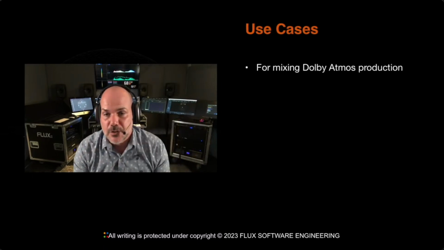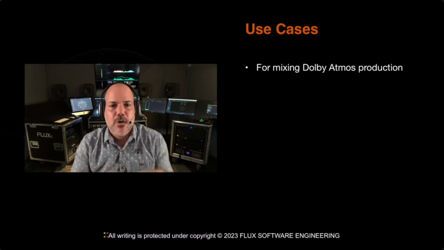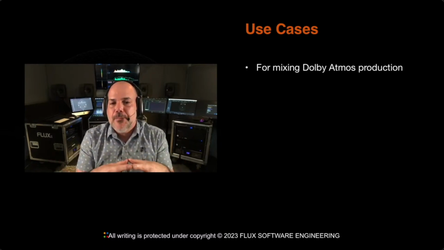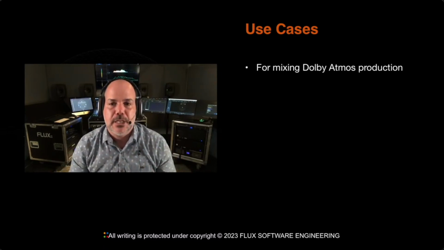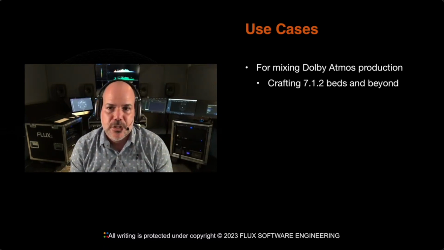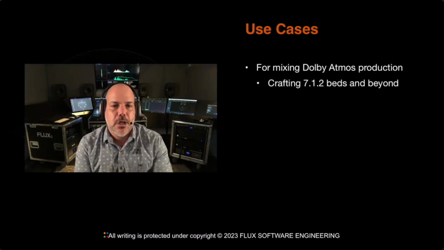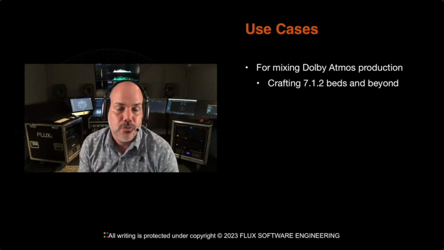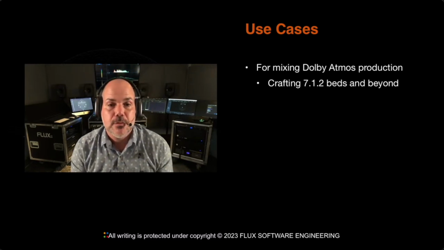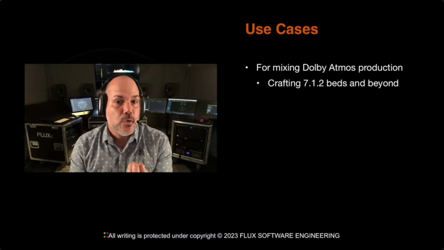These use cases, I started to mention them. Well, for mixing Dolby Atmos production, no doubt about this. Now, we're not dealing with the actual objects of Dolby per se. The objects are the SPAT objects. But what you are able to do is actually to craft some beds. Now, I mentioned 712 and beyond. For the ones that are familiar with the Dolby Atmos conversation, understand one thing: the bed in Pro Tools, or actually I should say in a Dolby renderer, is always, for the moment anyway that we know, limited to 712.